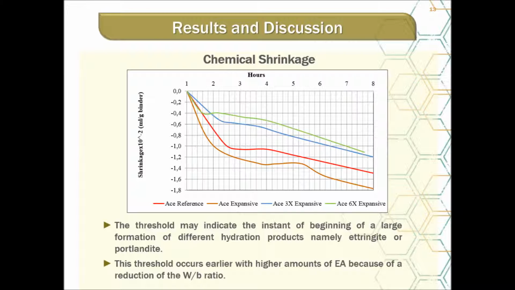Chemical shrinkage. The threshold may indicate the instant of the beginning of a large formation of different hydration products, namely ettringite or portlandite. This threshold occurs earlier with higher amounts of expansive admixture because of a reduction of the water-binder ratio.